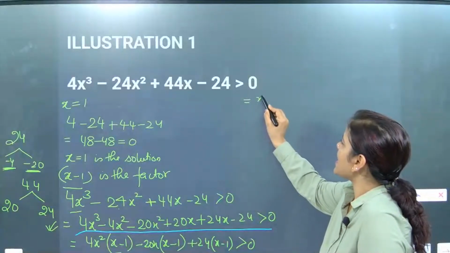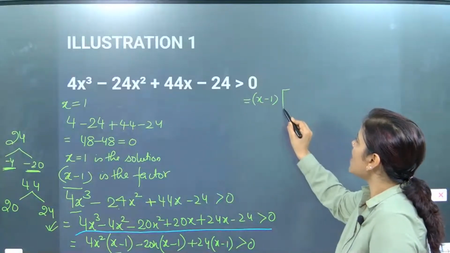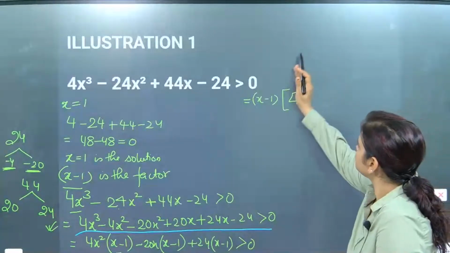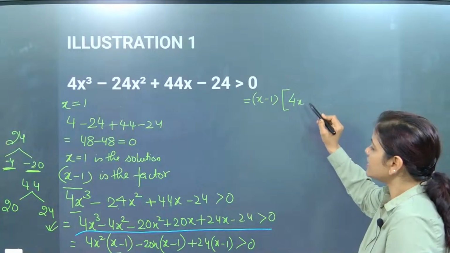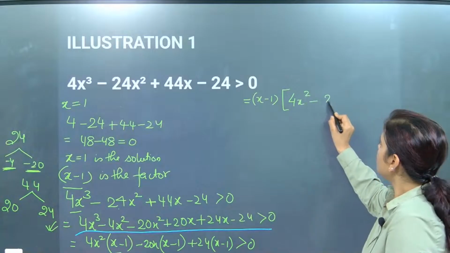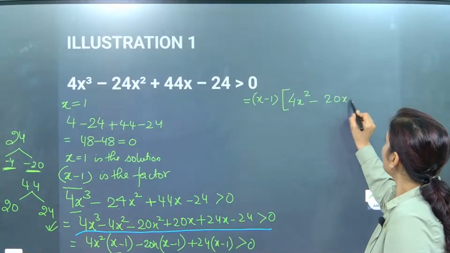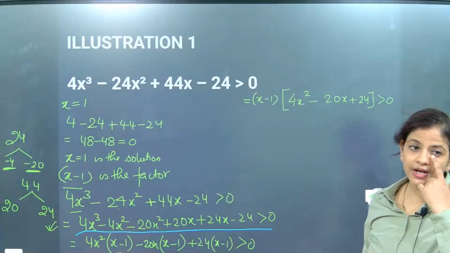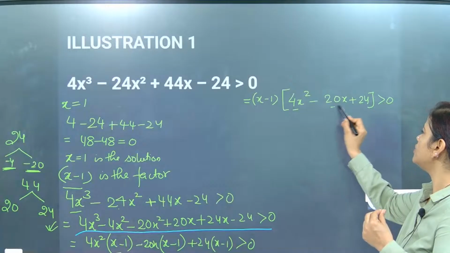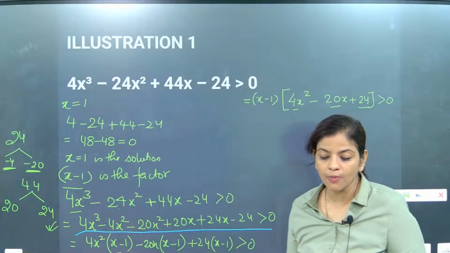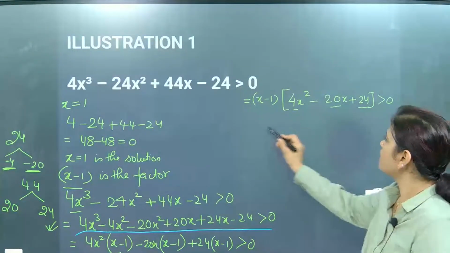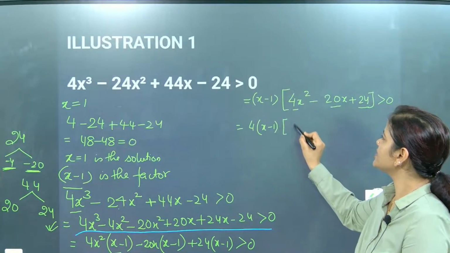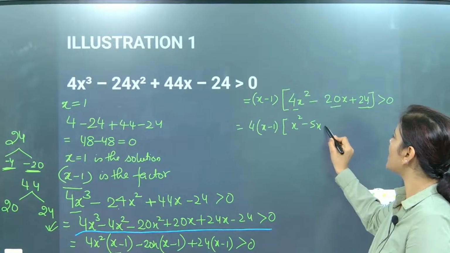Now beta, once we have done that, our work is to take x minus 1 common. So let's take x minus 1 common. Once you have taken x minus 1 common, what is left here is 4x square minus 20x plus 24, and it is greater than 0. Now beta, what is common here? 4, 20 and 24. 4 is common, so we take out 4. What is coming? x minus 1 times x square minus 5x plus 6.